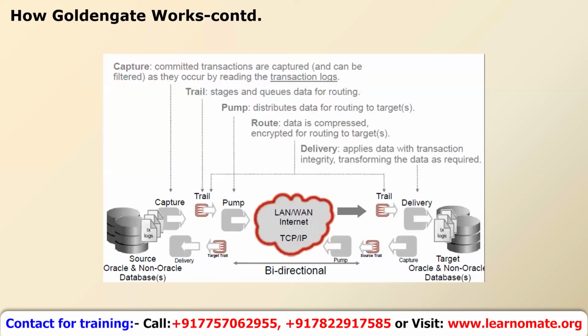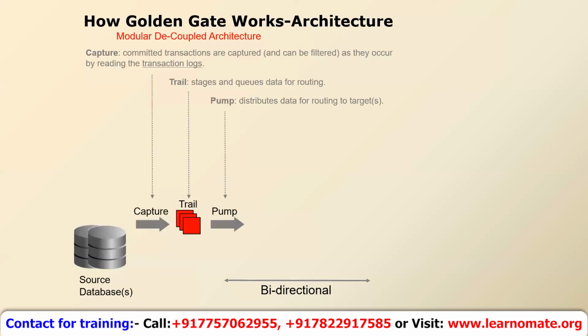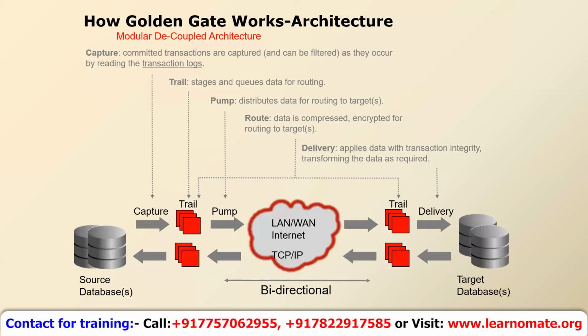So there are three processes involved in Oracle GoldenGate replication: extract, pump, and delivery. This is how the flow happens. The extract process extracts the data and writes to the local trail. The pump process reads the data from the local trail, sends it over the TCP/IP network, and writes it into the remote trail. Once the data becomes available in the remote trail, the replicate process reads the data from the remote trail and applies it to the target database.